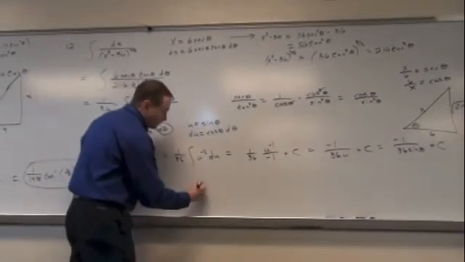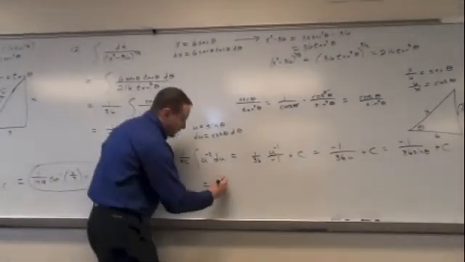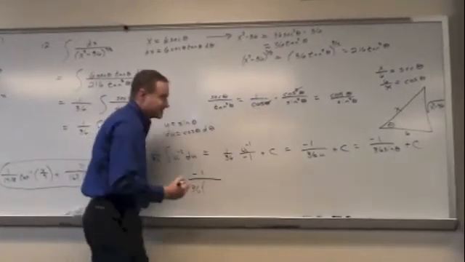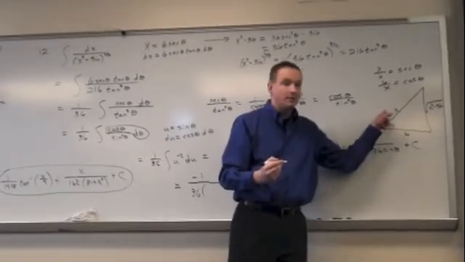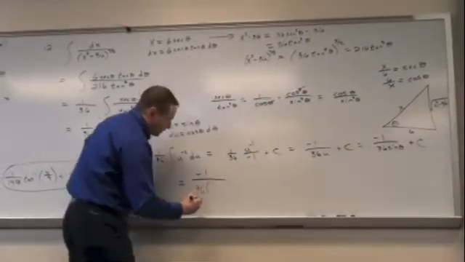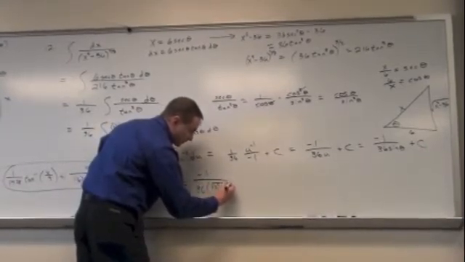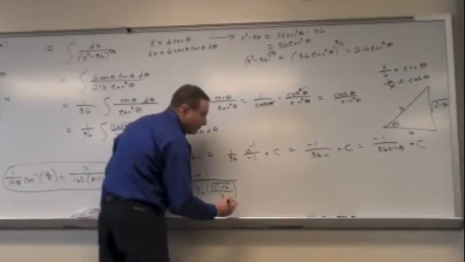So I'll say, okay, my answer was supposed to be negative 1 over 36 sine of theta. So now I can say negative 1 over 36 sine of theta. Here's theta. Sine is opposite over hypotenuse. Square root of x squared minus 36, all over x, plus c.